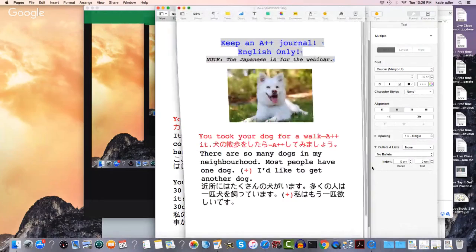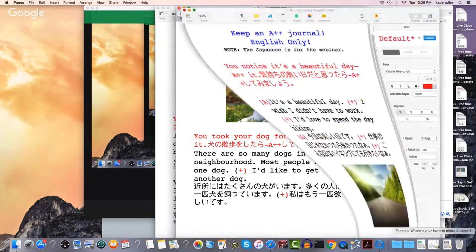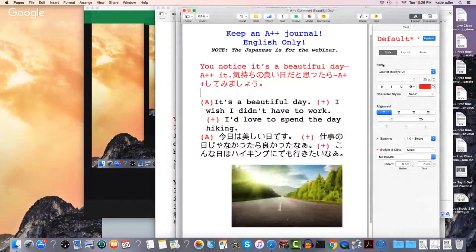You took your dog for a walk. Answer plus plus it. There are so many dogs in my neighborhood. Most people have one dog. I'd like to get another dog. Just your thoughts, your ideas, your opinions. Keep your journal.